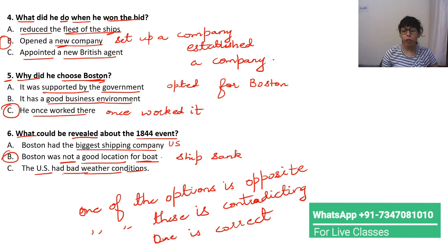What could be revealed about the 1844 event? So Boston obviously was the only thing which did not work. If we talk about Boston, does it have the biggest shipping company? No, it was in US. So Boston was not a good location for boats because the ship sank over there. US did not have bad weather conditions, Boston had bad weather conditions. So the answer is B. Basically they are giving contradictory information, and then they said the ship sank, Boston was not a good location for boats. What did it reveal? The 1844 event revealed this only. So the answer is B.